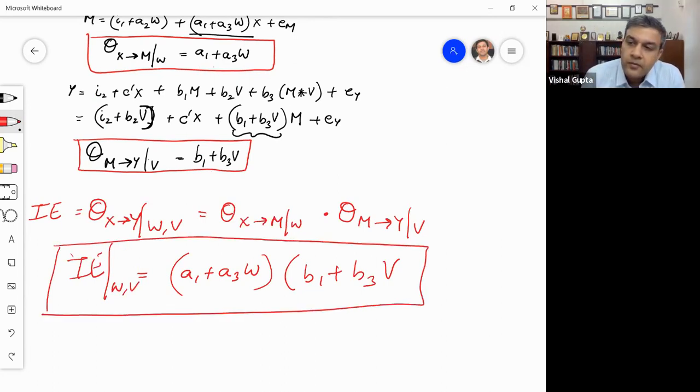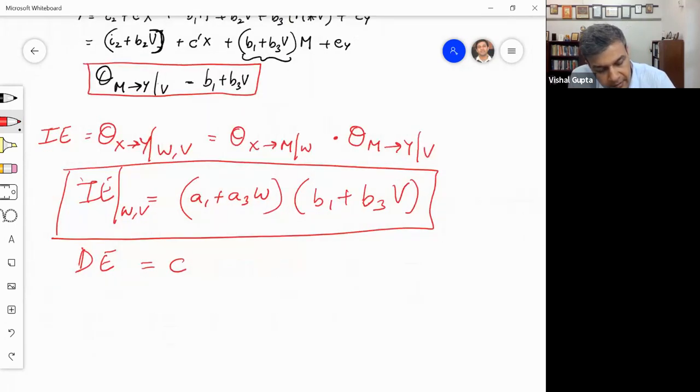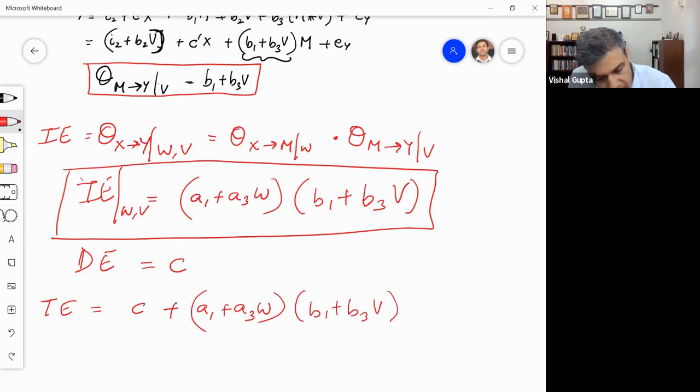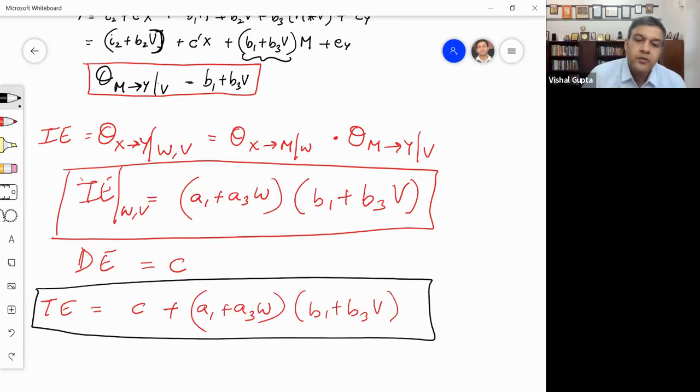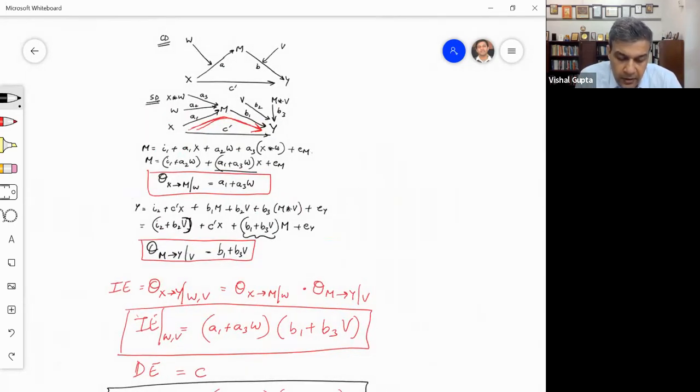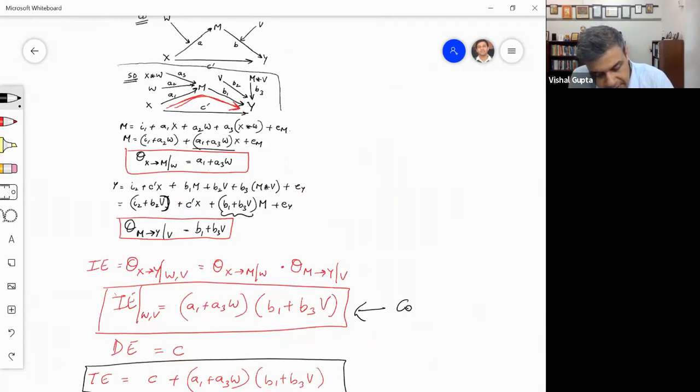Two moderators. A1 plus A3W, B1 plus B3V, and your direct effect continues to remain C dash. What is your total effect? It is going to be C dash plus A1 plus A3W times B1 plus B3V. This becomes our total effect. So what have we got? Because there are two moderators, you have again a conditional indirect effect, which is denoted by this. This is our conditional indirect effect.